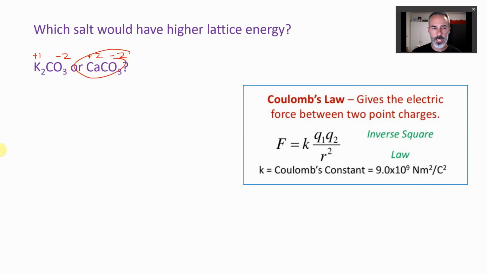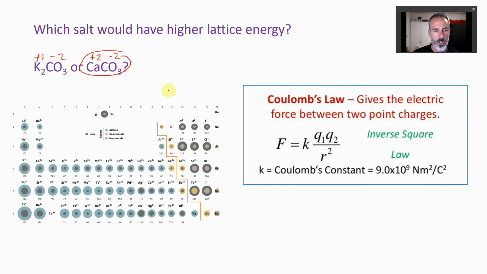Now, if you're looking at this and you're thinking to yourself, hey, what about the radius thing? Is it ever going to compete? Well, looking at this example, you can see that we decided based on there being a higher charge that it was going to have a higher lattice energy. But calcium's also a smaller ion, so you would expect it to be able to get closer to the carbonate ion, and therefore you would get a stronger attraction anyway.